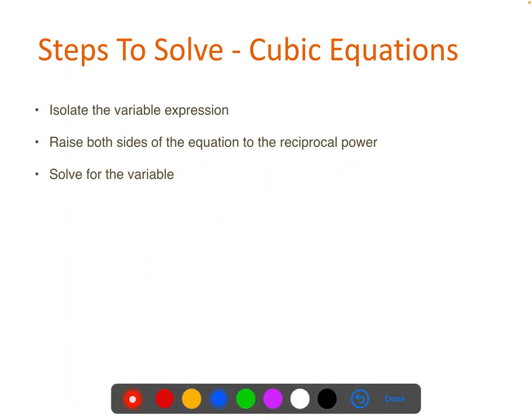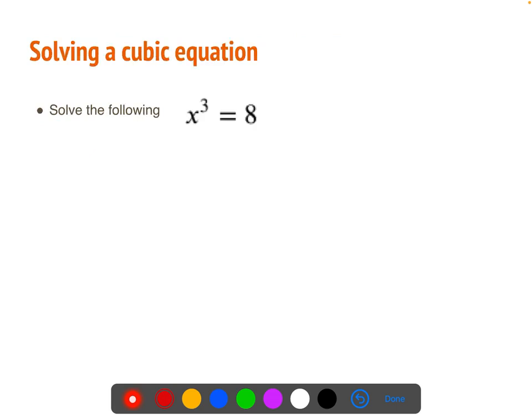So our steps to solve a cubic equation. We're going to first isolate our variable expression. That means we're going to get the cube all by himself. Then we're going to raise both sides to the reciprocal power. Well, the opposite of cubing is cube rooting. So we're going to cube root both sides, and then we're going to solve for the variable.